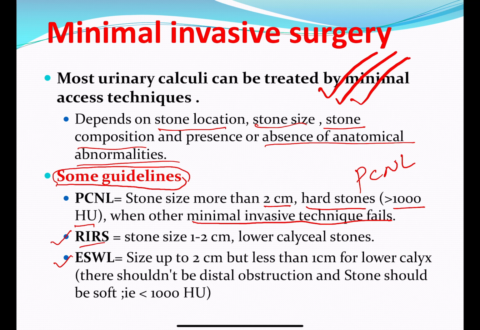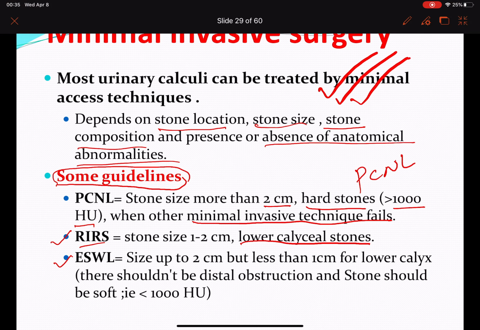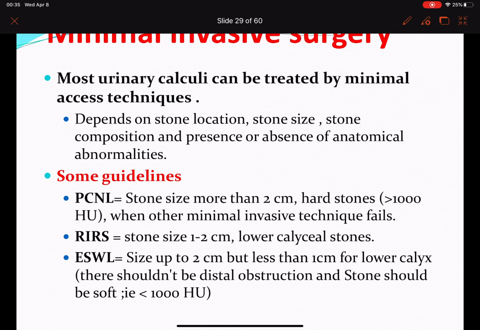RIRS, we can do up to a size of 1 to 2 centimeter, and obviously for the lower calyx stone we can do that. ESWL, we can do up to 2 centimeter, but we don't do ESWL if it is more than 1 centimeter in the lower calyx. Okay, let me explain.